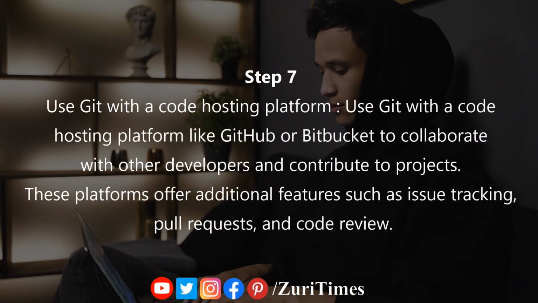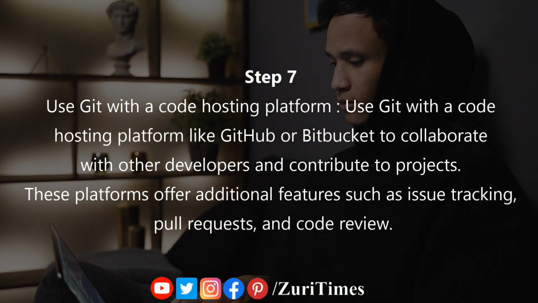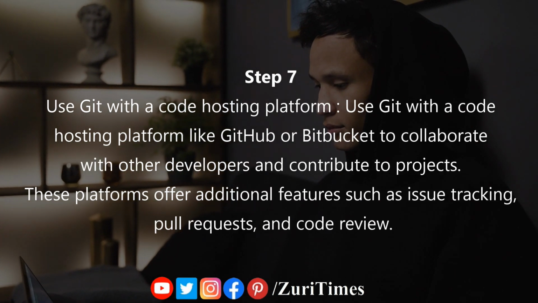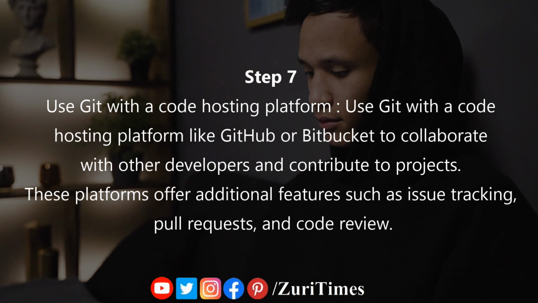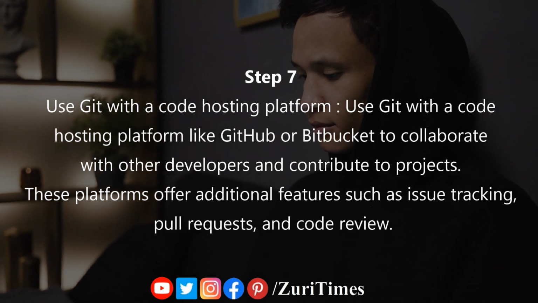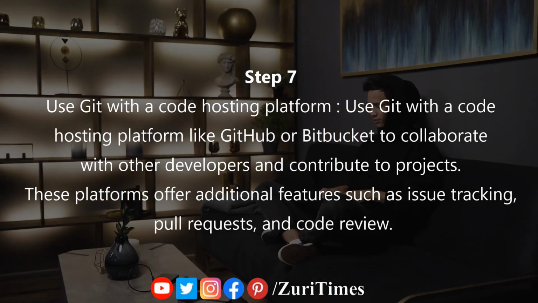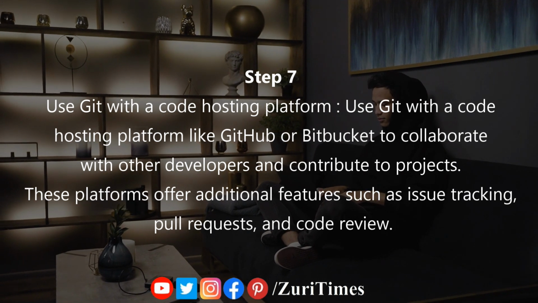Step 7. Use Git with a code hosting platform. Use Git with a code hosting platform like GitHub or Bitbucket to collaborate with other developers and contribute to projects. These platforms offer additional features such as issue tracking, pull requests, and code review.